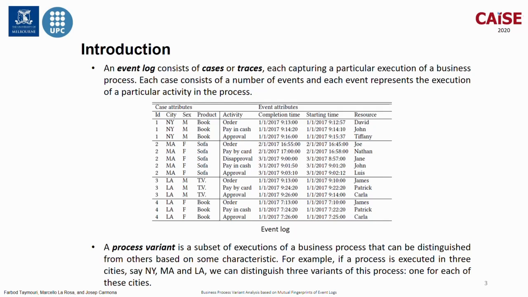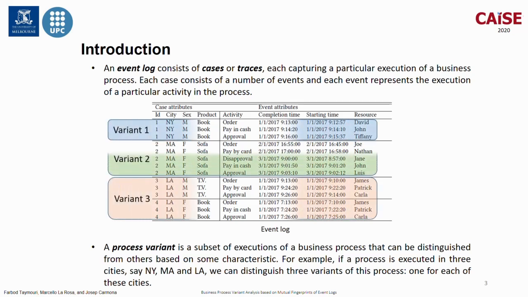As you can see, a trace might have various features. However, the most important three are activity, completion time, and case ID. A process variant is a group of process executions that share at least one attribute. For example, one can create variants based on city, sex, product, or by defining some level of SLA and group traces accordingly.